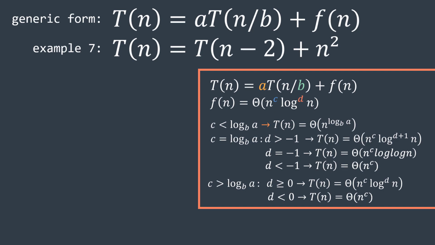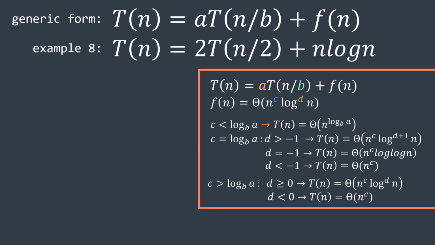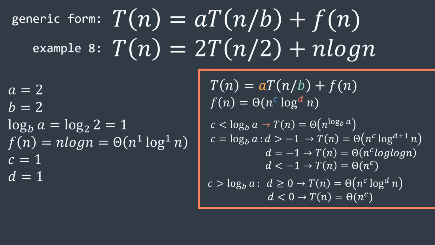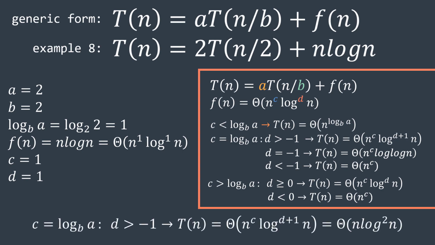Example number 8, 2T(n/2) + n log n. Here a is 2, b is 2, log_b(a) is 1, c is 1, and d is 1. log_b(a) is equal to c, so we're in the second case, and now we need to check the value of d. Here the value of d is greater than -1, so the time complexity is Theta(n (log n)^2).